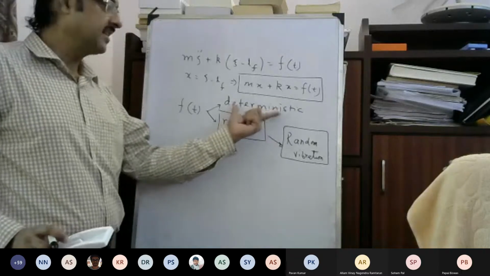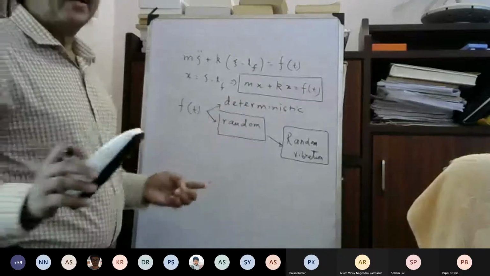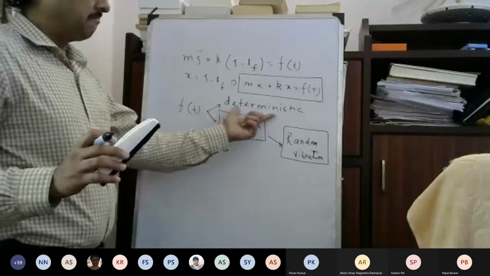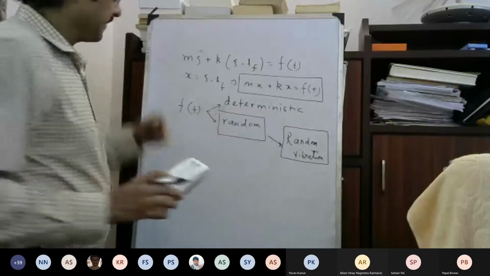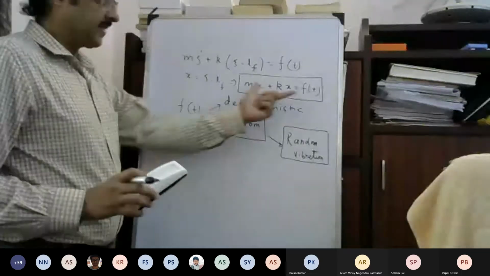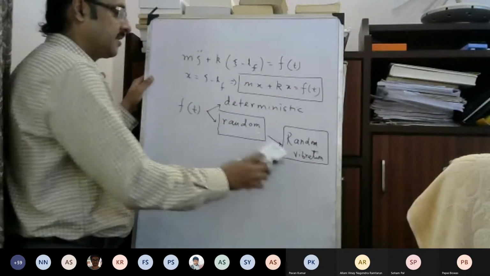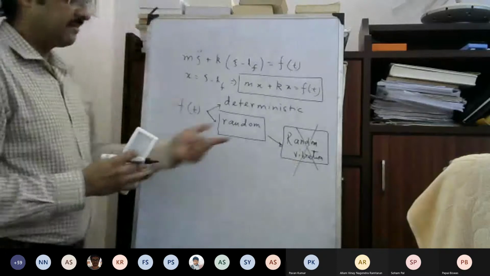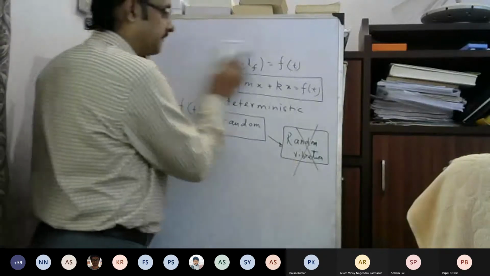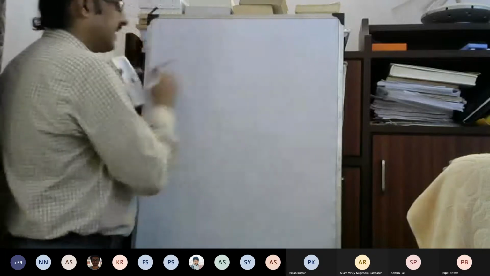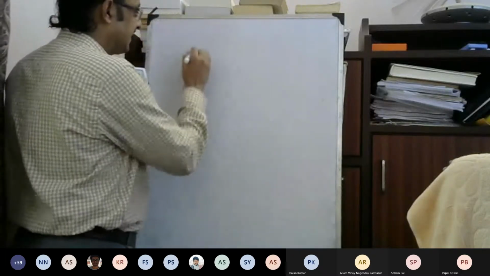That is, this function can actually be written in a very nice way, and that is determined. So there is no probability involved in this particular system, so it is a deterministic system. Random vibration we are not going to study here; you may learn it later on. So here one kind of forcing was there, but now let me consider another system.